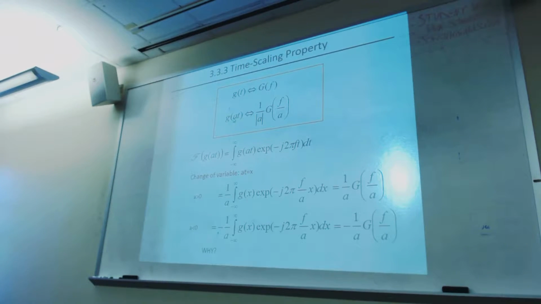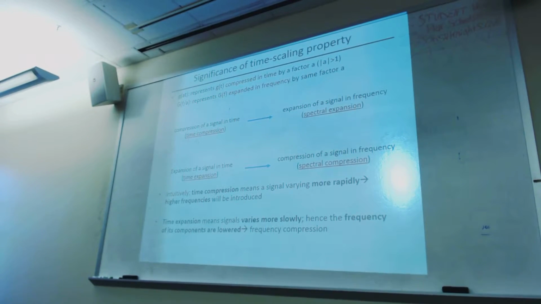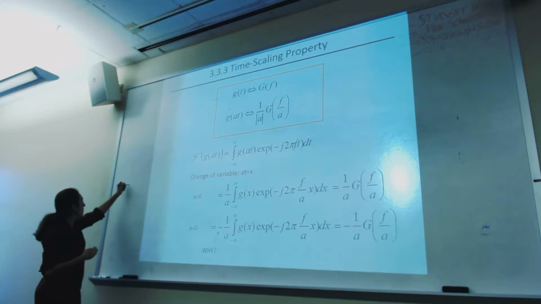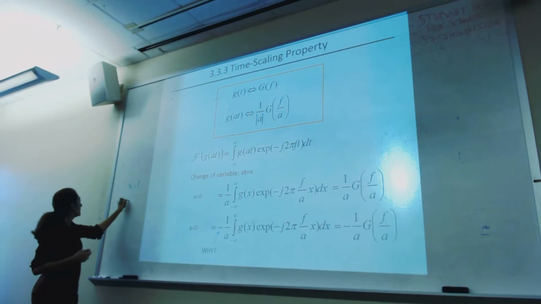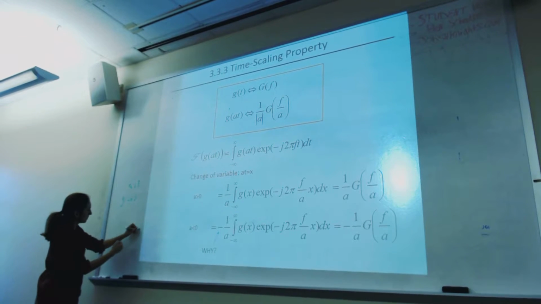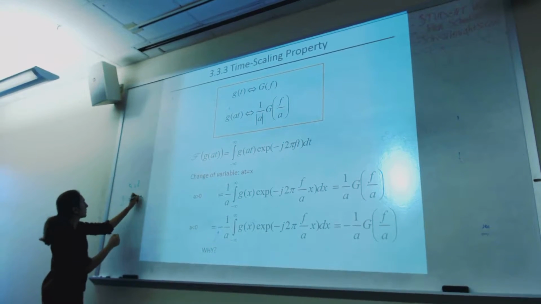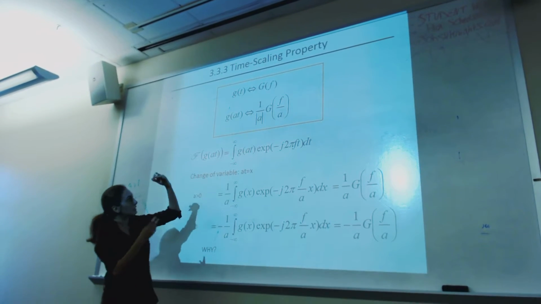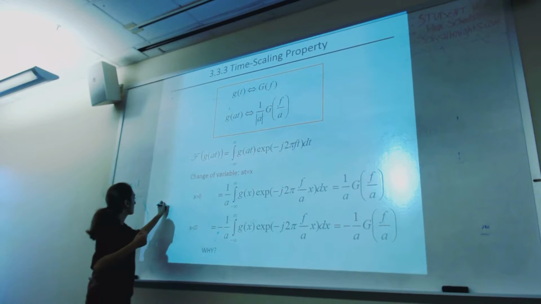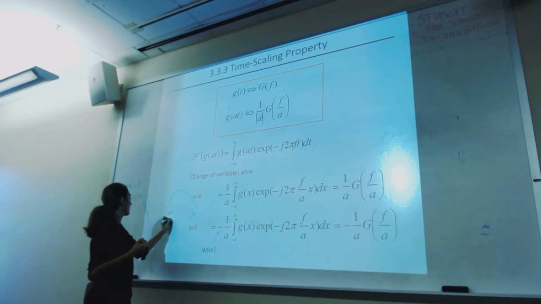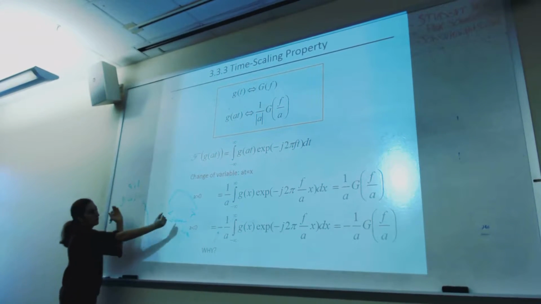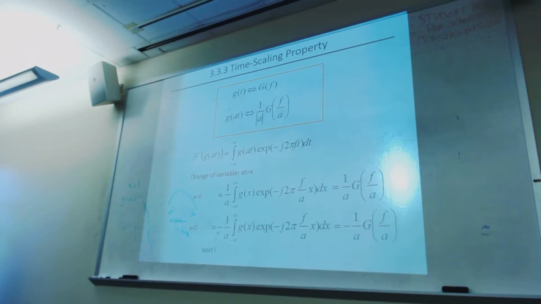And then the interpretation is also interesting. If I, for example, compress a signal in time, if my a is, let's say, 2 or 3, if a is greater than 1, then when I say g of at, it means that I'm compressing things. That's compression in time. Correspondingly, we have G of f divided by a, so in the frequency it's expansion. So you compress in the time, you expand in the frequency, and vice versa. You expand in the time, then you compress in the frequency.